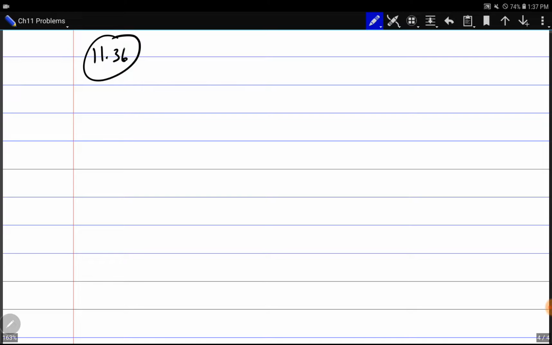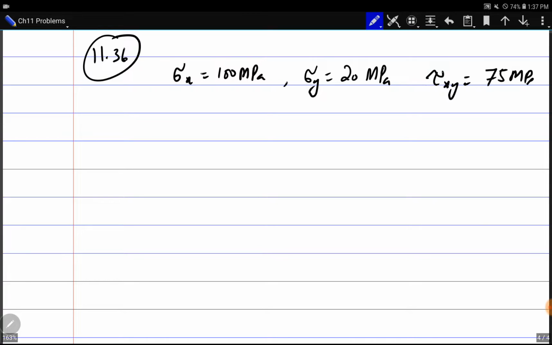First, I want to find principal stresses from the given stresses sigma x, sigma y, and tau xy. You can employ the formula for principal stresses, or you can use Mohr circle, whichever is required in your problem. Here nothing is mentioned, so I am using the formula. You may be asked to use Mohr circle in your exams.